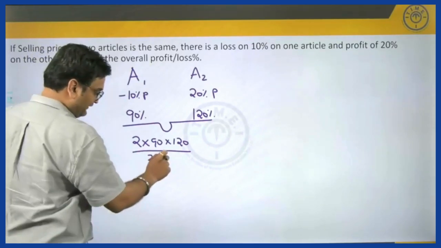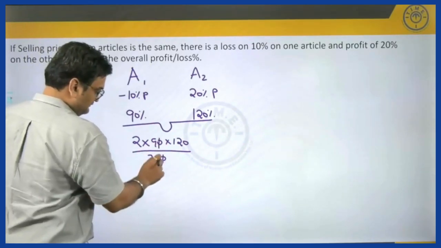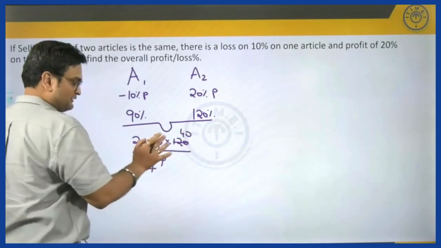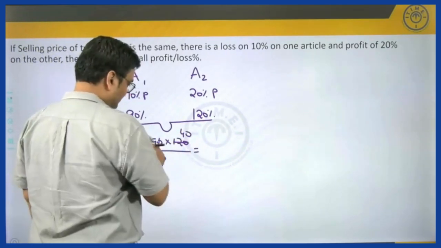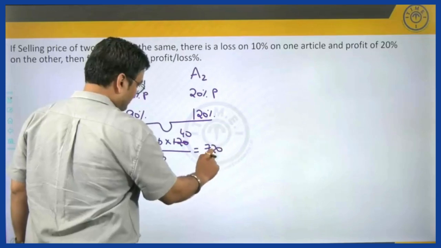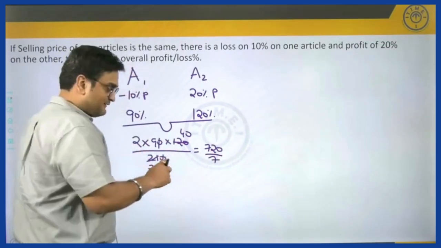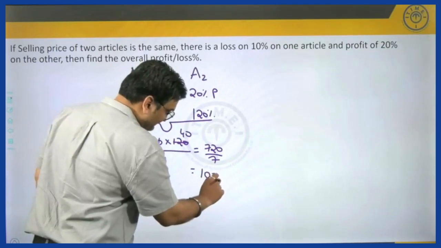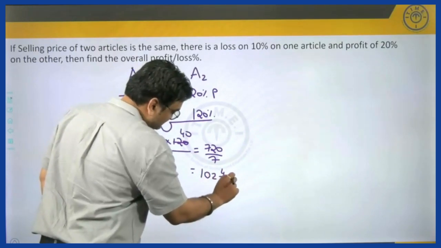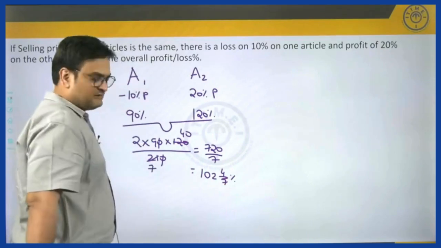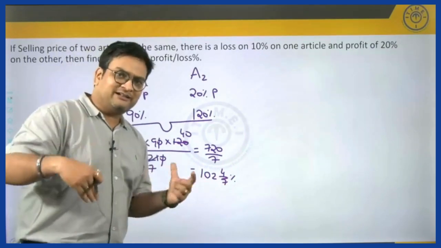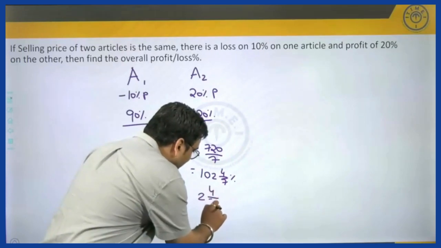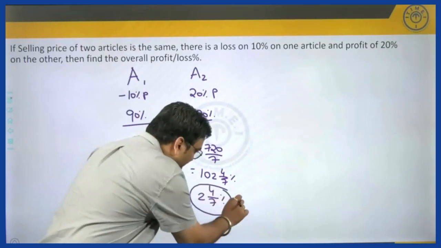When you simplify this, 3 goes 7 times, 3 goes 40 times, that's it. No more calculations, no more cancellations. 720 by 7, which is nothing but 102 4 by 7 percentage. Now, is it more than 100 or less than 100? Clearly more than 100. By how much? 2 4 by 7. So this is my overall profit.